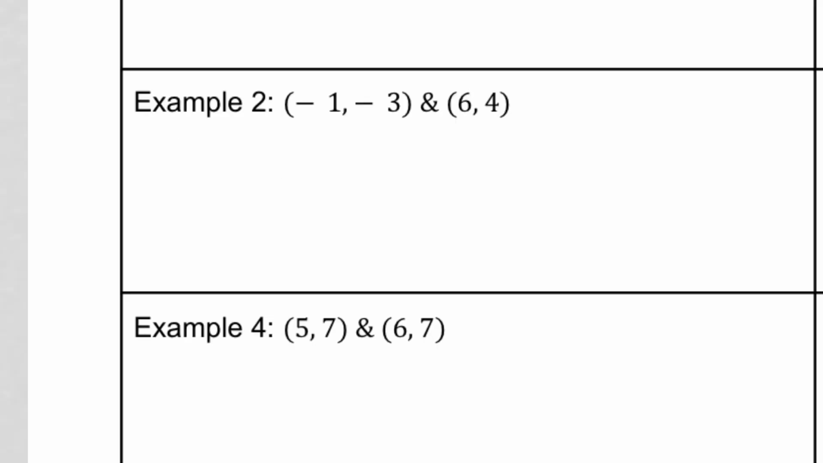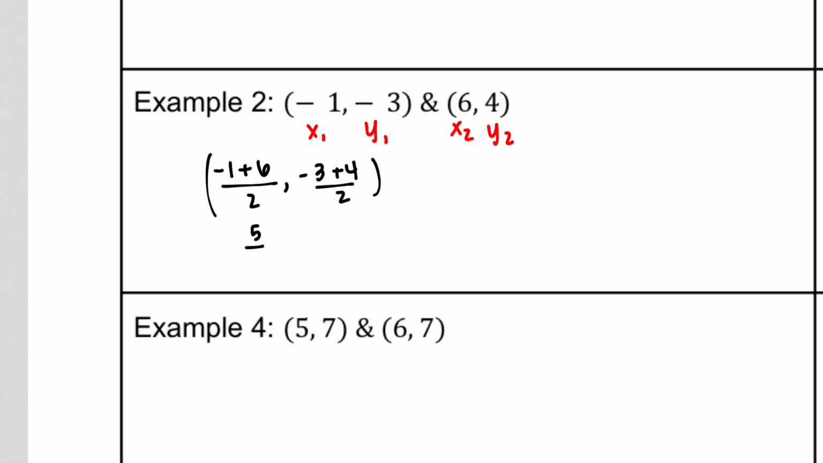Example 2, there are some negatives in this case, so I'm going to go ahead and label my points again. x1, y1, x2, y2. I take my x's, so I have -1 plus my other x, 6, over 2, comma, I take my y's, -3 plus 4 over 2, and I keep simplifying. -1 plus 6 is the same thing as 6 minus 1, so I have 5 over 2, comma, -3 plus 4 is the same thing as 4 minus 3, so I have 1 over 2, and this is your final answer.